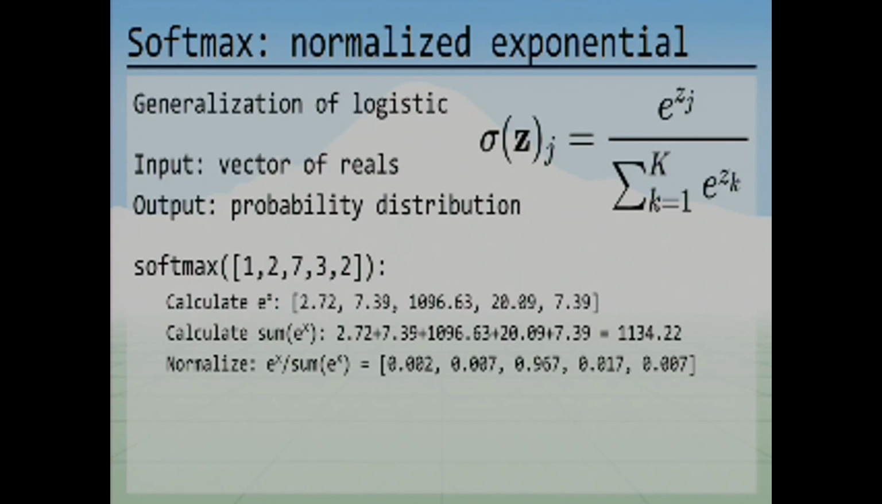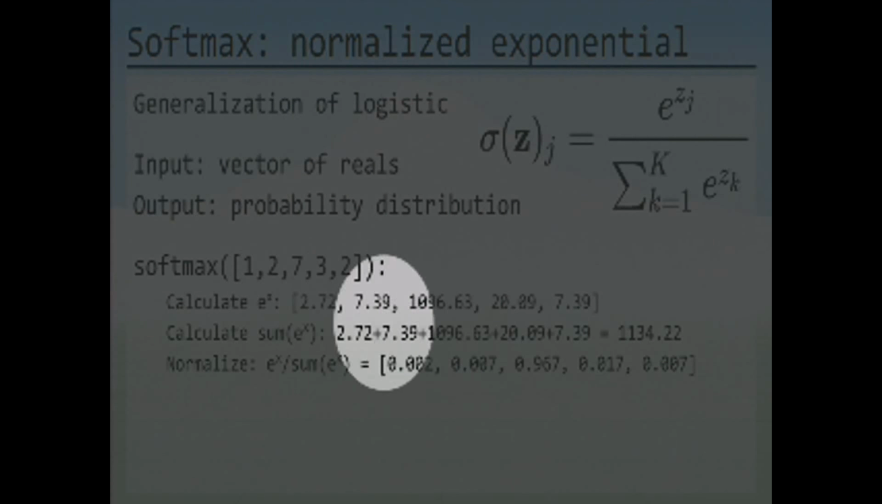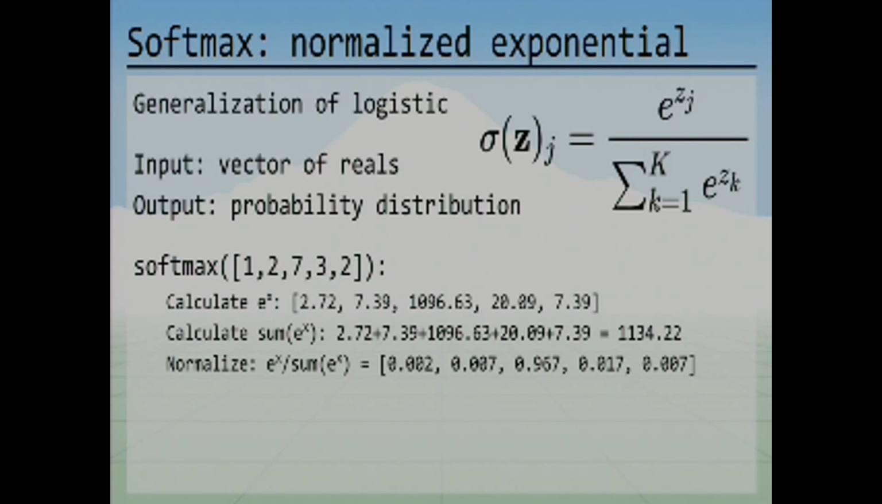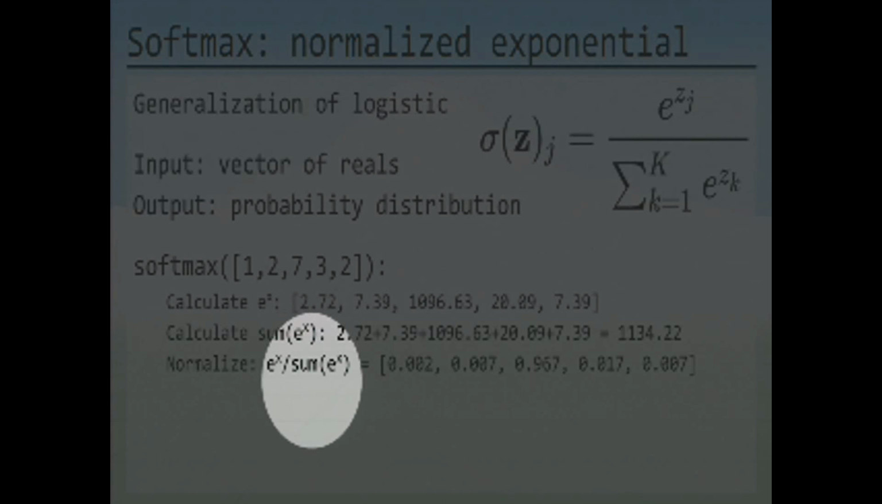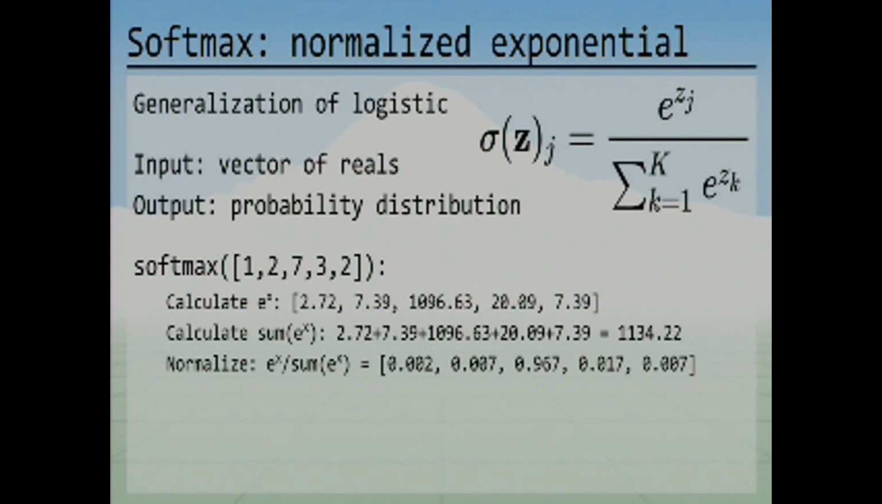1,096 point something, etc. We then calculate the sum of this vector, which ends up being about 1,100, and we normalize with e to the x divided by the sum of e to the x, which ends up being this probability distribution here. The nice thing about this is that it sums to 1, and all of the elements are between 0 and 1. So it is a well-behaved probability.